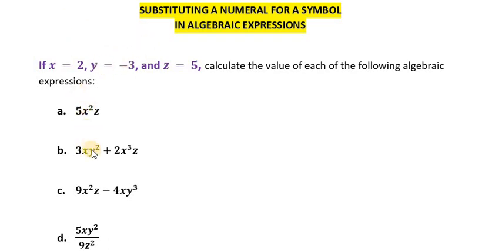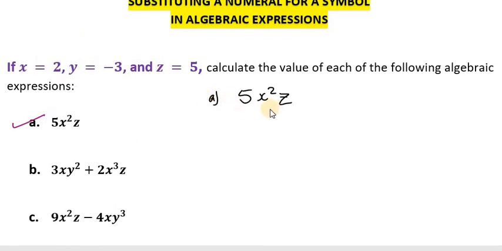So we are given these expressions and we're asked to calculate the value of each of them, given that x is 2, y is -3, and z is 5. So let's start with the first one, 5x squared z. And now we want to make our substitution.